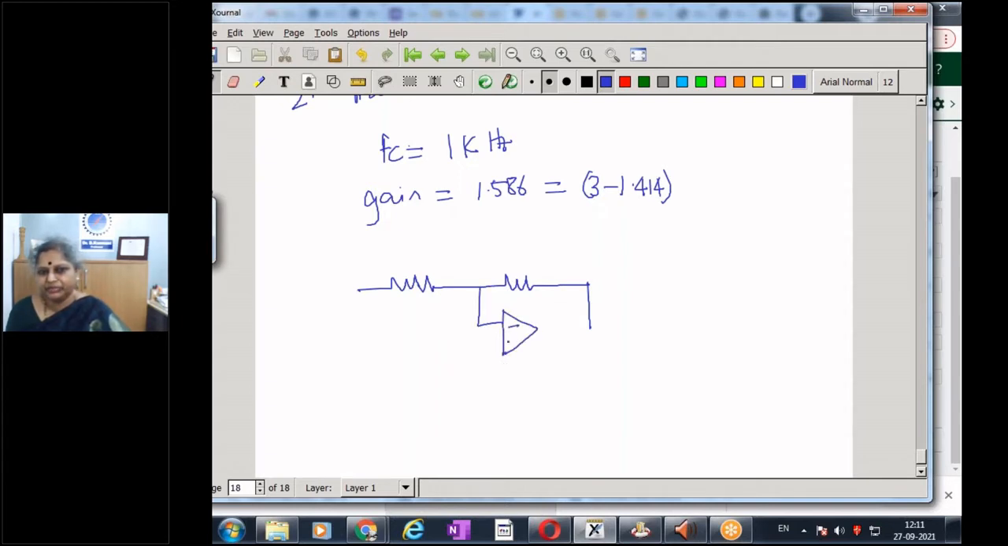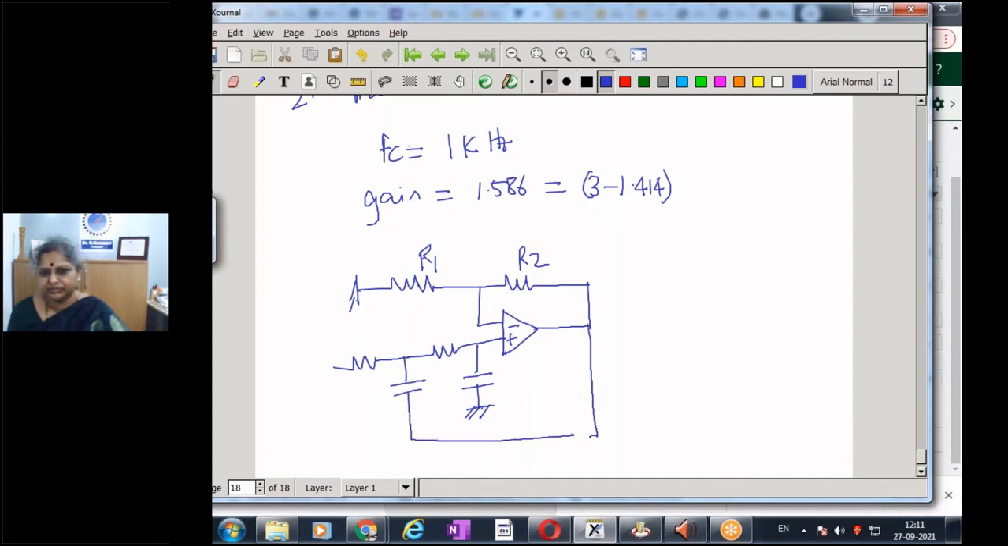I have the op amp, and this is my R1, and this is my R2. This is my gain. I'm in ground, and then I have two resistors, and this is my capacitor, and this is my capacitor. So now I'll retain my R. I have second order RC, and what is my value of my resistor now?